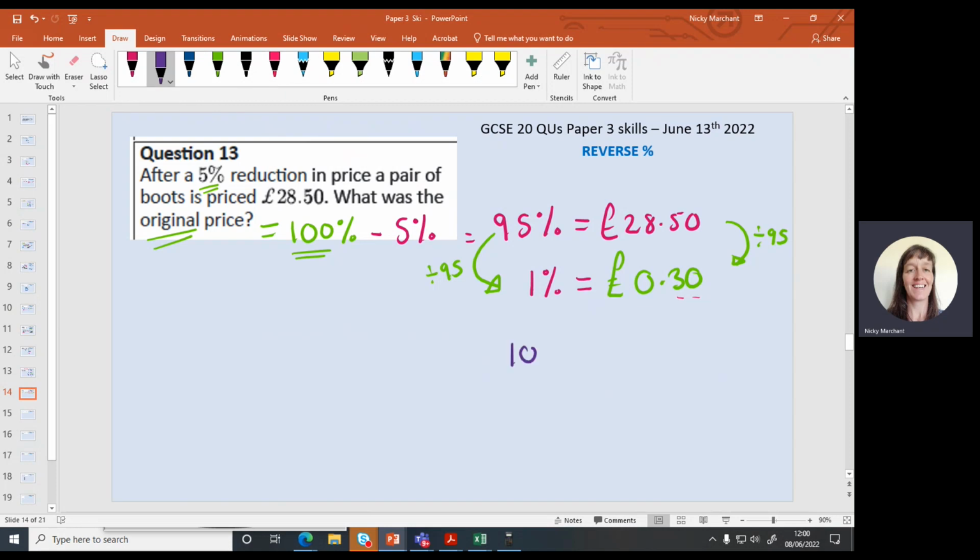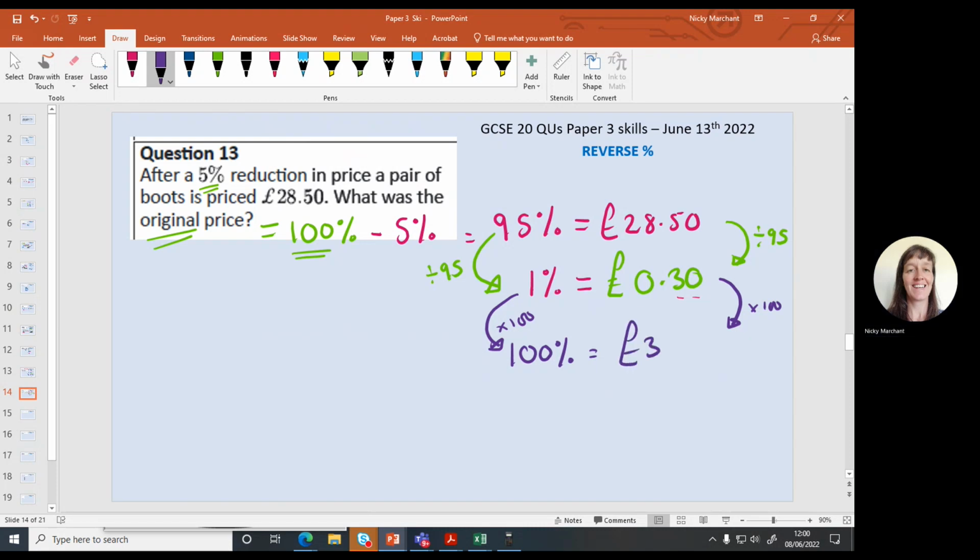We, though, want the original amount, so we need to find 100%. To go from 1 to 100, I times by 100. So therefore, I times this by 100, okay? And that is going to be £30. Don't guess it, use a calculator if you need to.